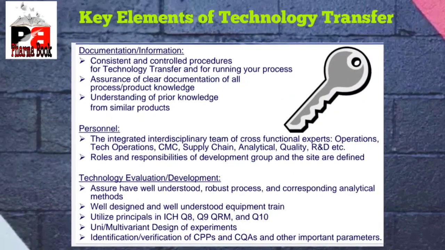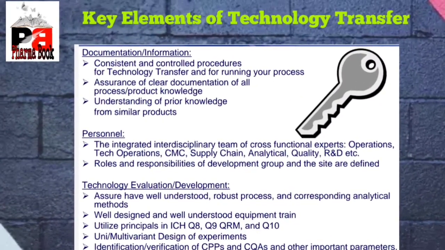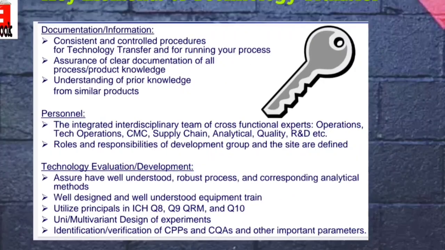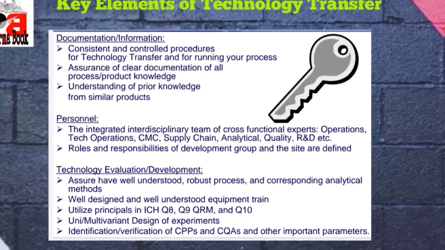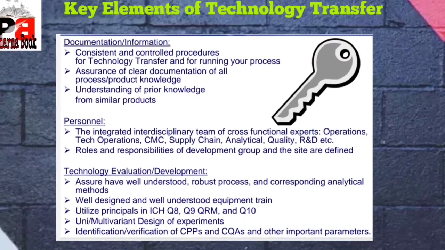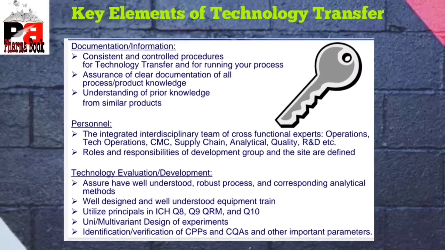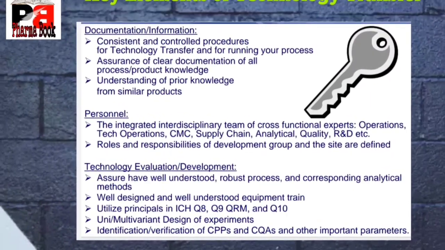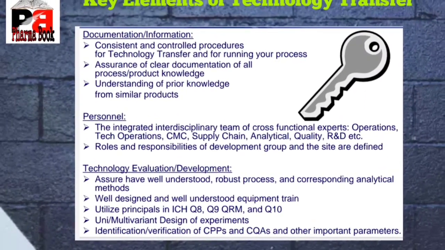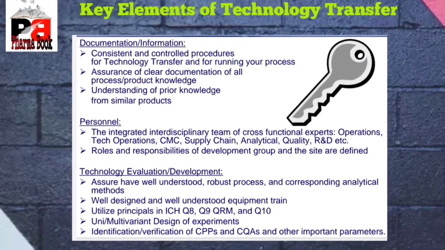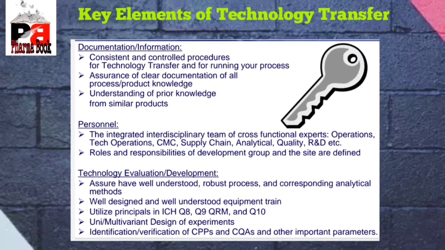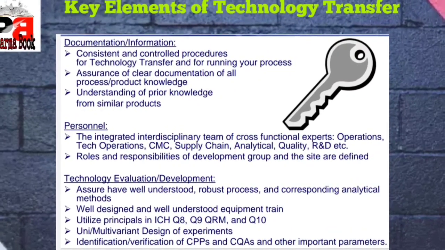Key elements of technology transfer. Number 1, documentation. Maintain consistent and controlled procedures for technology transfer and ensure clear documentation of all process and product knowledge. Number 2, personnel. In personnel, roles and responsibilities of departmental groups shall be defined and trained on those activities. Number 3, technology evolution.